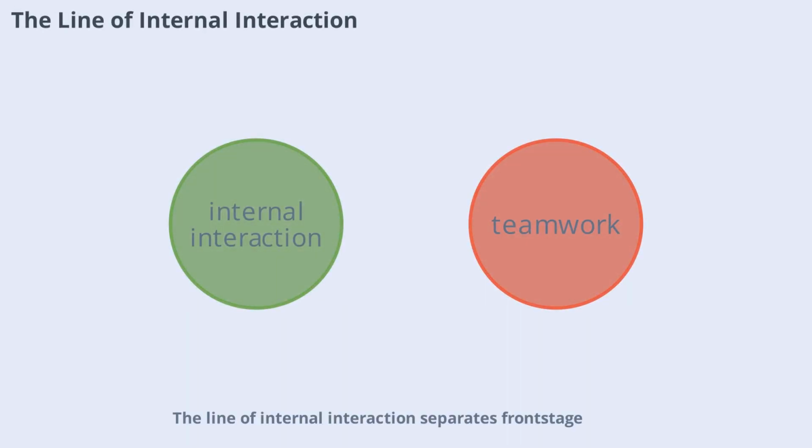The line of internal interaction separates frontstage employees from backstage staff and support systems. It highlights the handoffs and communication that happen within the organization to deliver the service. By making these internal interactions visible, teams can identify bottlenecks and improve collaboration. This line is especially important in complex services where multiple departments must work together seamlessly.